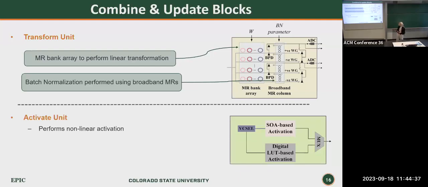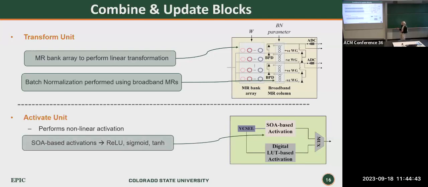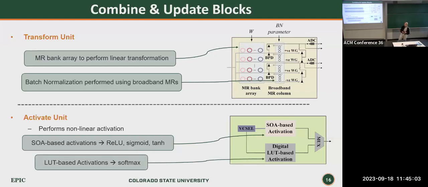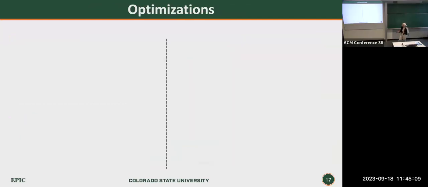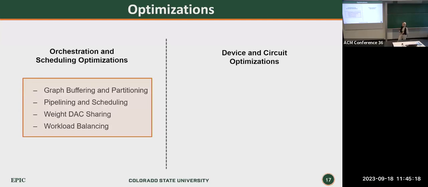Then the activate unit in the update block performs the nonlinear activation. For this, we have two subblocks. First is for the SOA-based activation. SOA is an optical device that's able to amplify or de-amplify a signal according to its configuration. And a lot of previous work has shown how we can use this to perform several nonlinear functions such as ReLU, sigmoid, and tanh. Then for other nonlinear functions that cannot be computed optically, we do have a configurable lookup table.